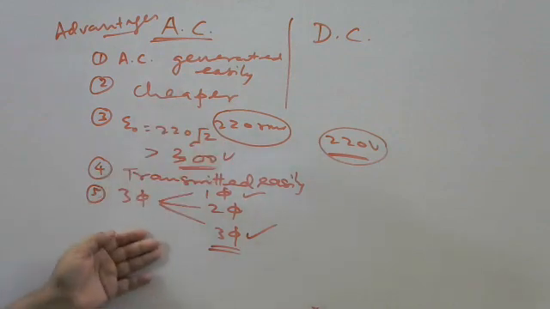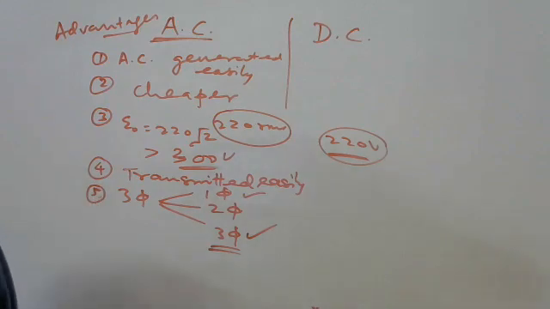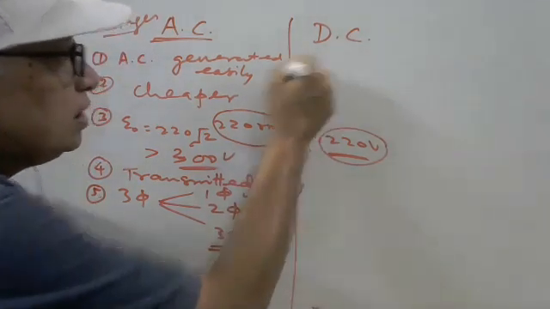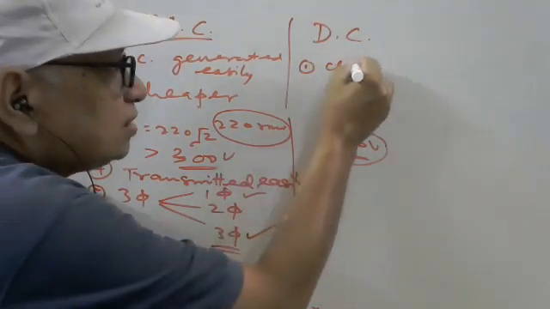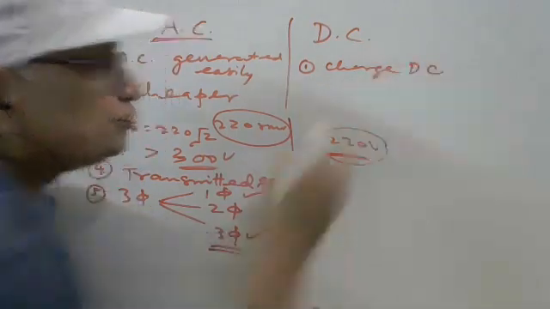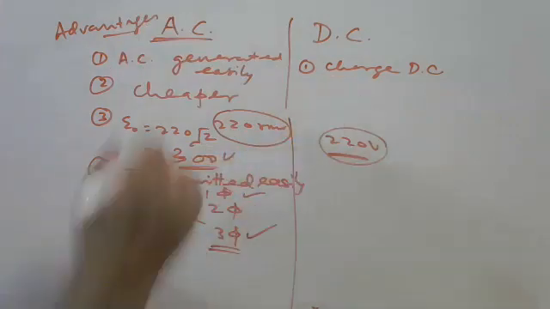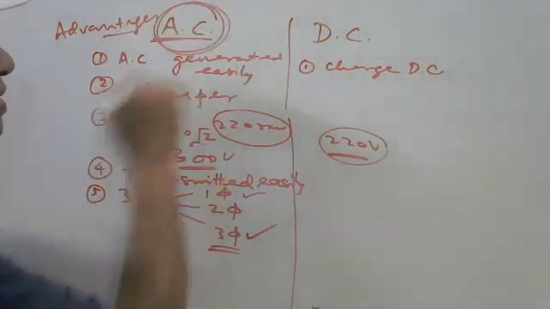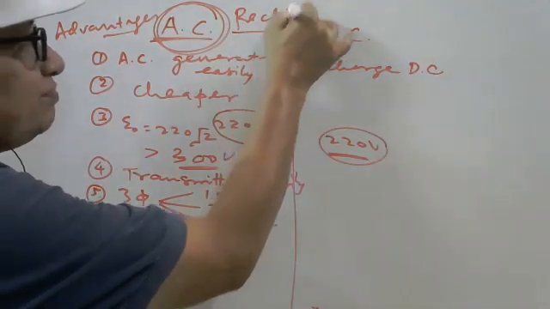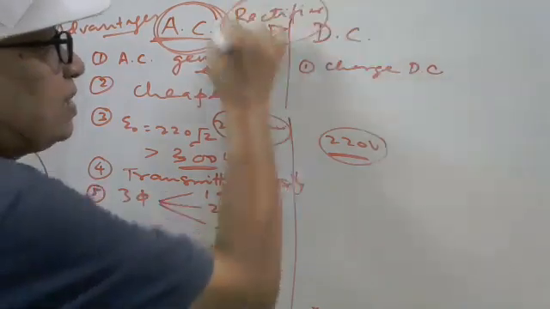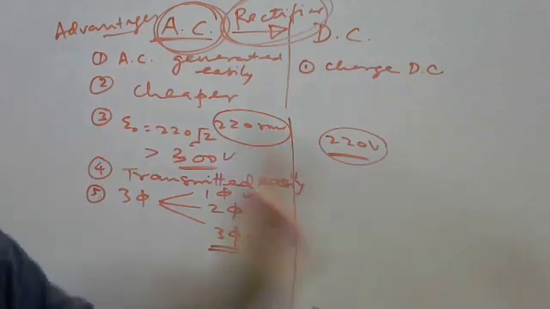This facility is not available in DC, but we cannot ignore DC also. Why? Because we can charge the mobile by DC. Although AC can be rectified to DC easily. That is a very good advantage here. AC can be converted to DC easily by using a rectifier. This is also a very good application.